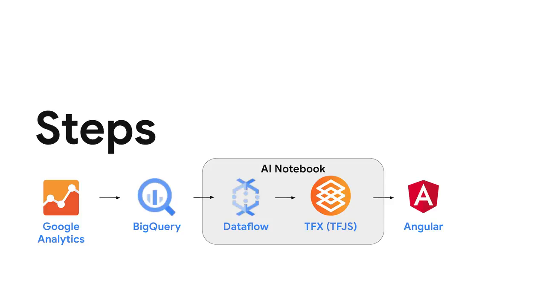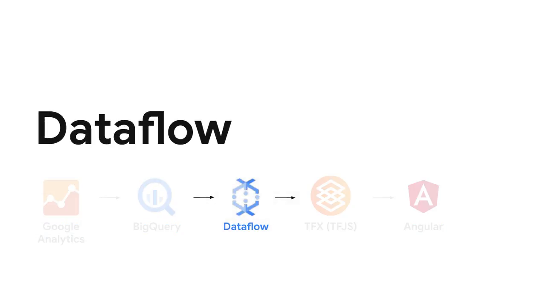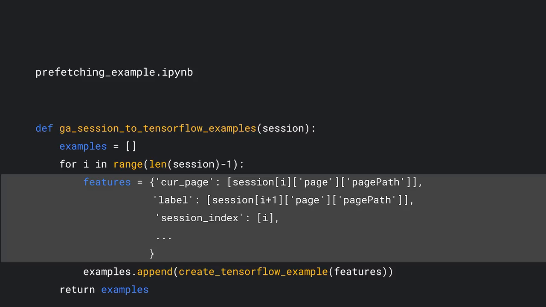Now, let's talk about how we can use Dataflow to obtain the features we wish to train on. This code highlights how we obtain the training features for every user session using Dataflow. We take as input a sorted list of Google Analytics events. We traverse through the list of events, taking both the index and the page path associated with the current event as input features. We then take the page path associated with the following event as the label. Please note that every site is different, and any other features that would be useful to the model can be added simply by extending the features dictionary.